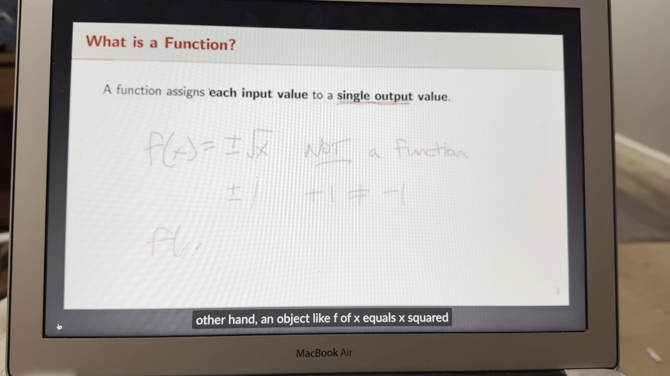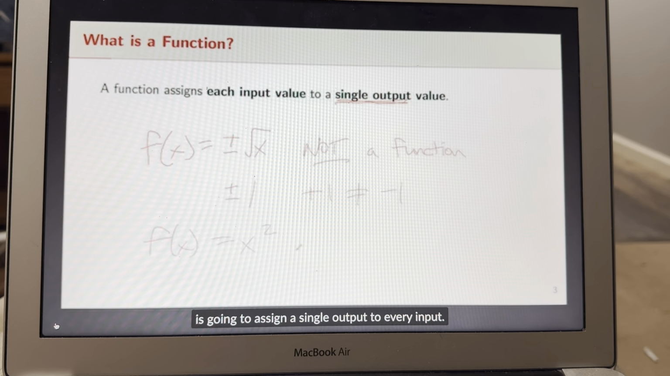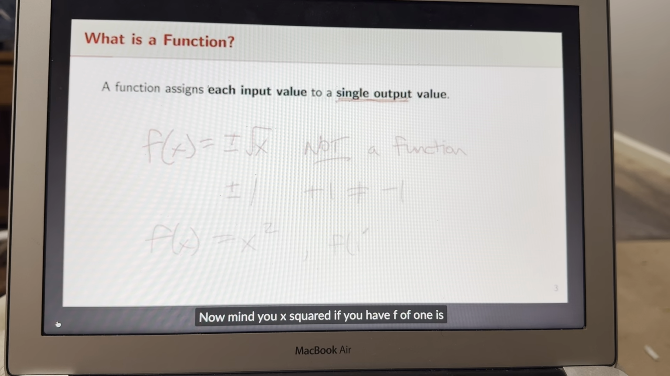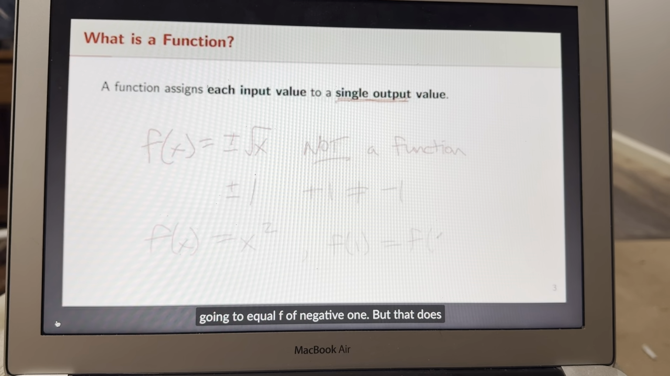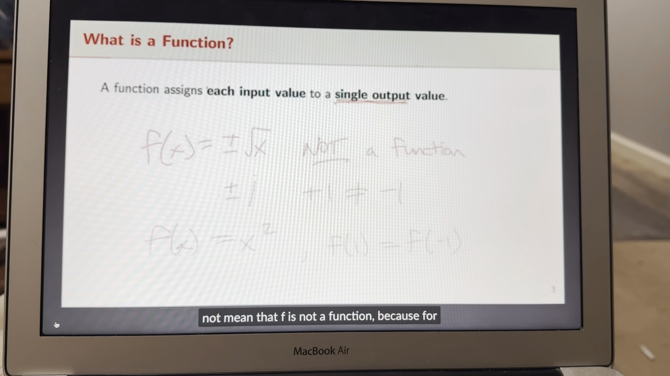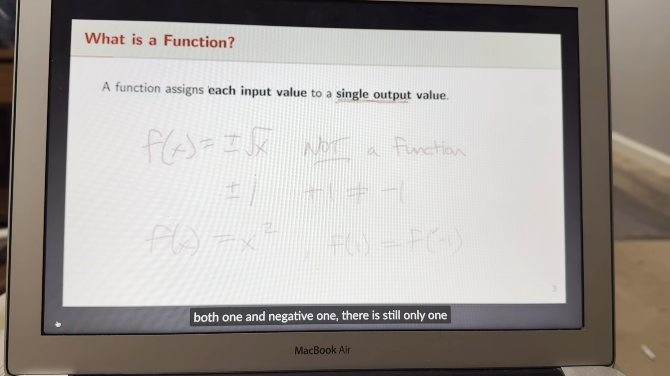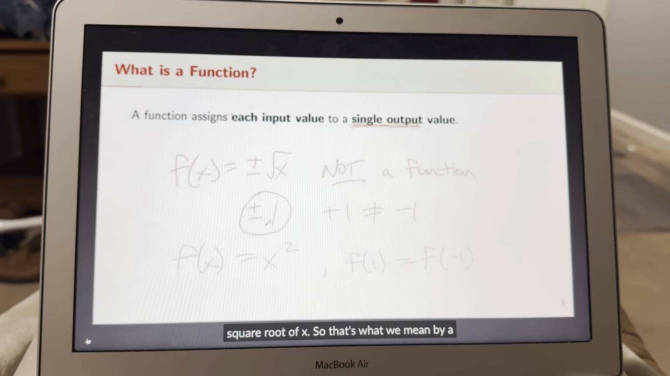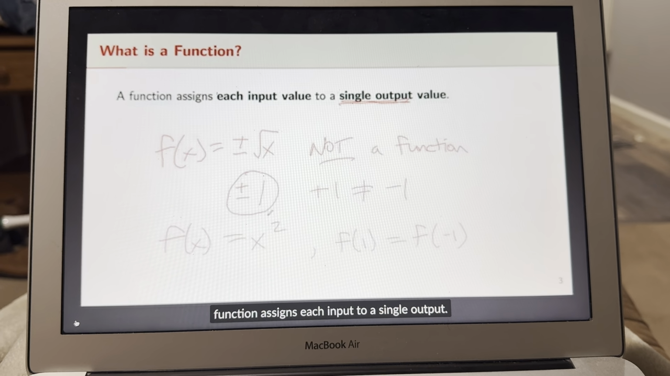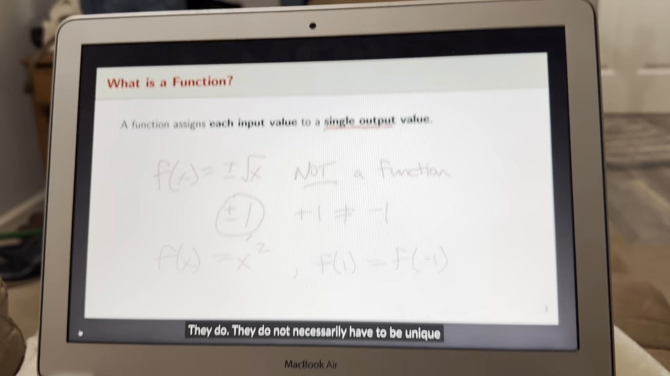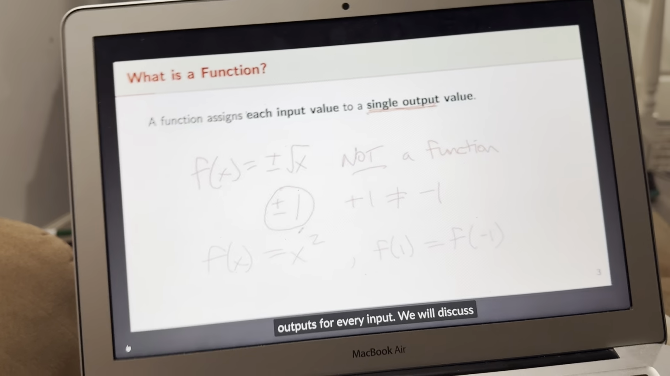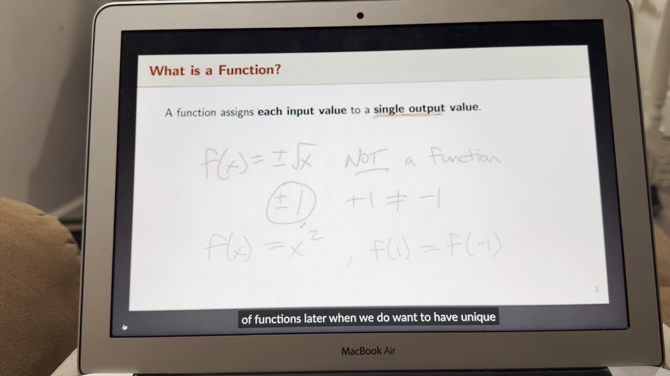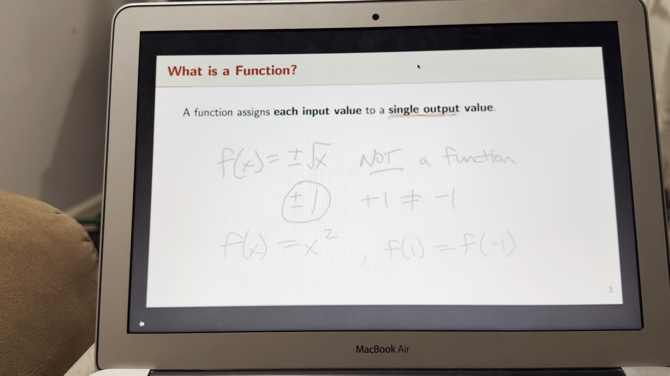On the other hand, an object like f of x equals x squared is going to assign a single output to every input. Now, mind you, f of 1 is going to equal f of negative 1. But that does not mean that f is not a function, because for both 1 and negative 1, there is still only one output, not two, as in the case of plus or minus square root of x. So that's what we mean by a function assigns each input to a single output. They do not necessarily have to be unique outputs for every input. We will discuss refinements of functions and different types of functions later when we do want to have unique outputs for each single input.